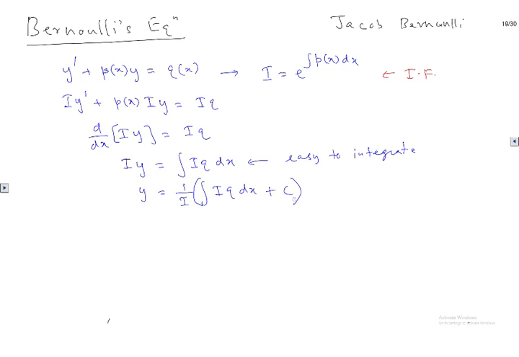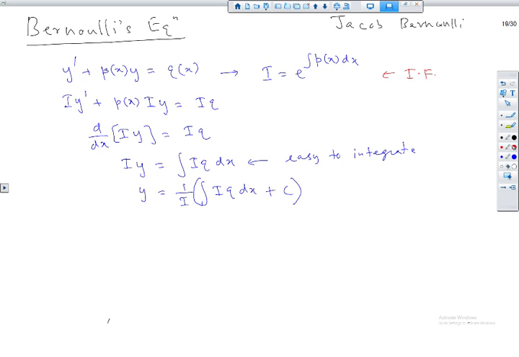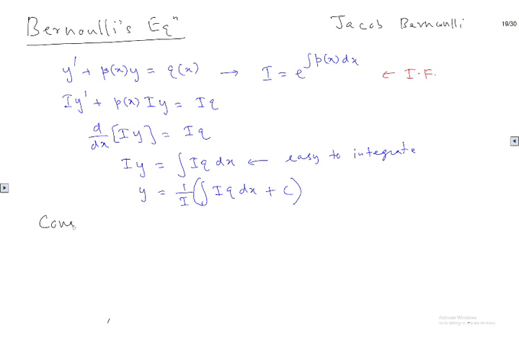Now let's consider the general case. Not really the general case, but the next step. So consider this equation: y prime plus p(x) y equals q(x) times y to the n, like that. You consider this kind of equation. This is what we normally call the Bernoulli equation.